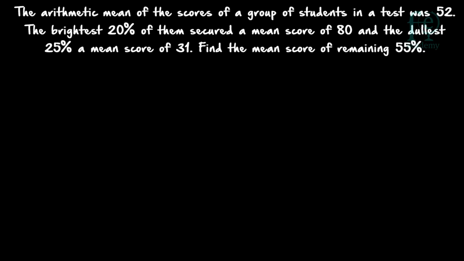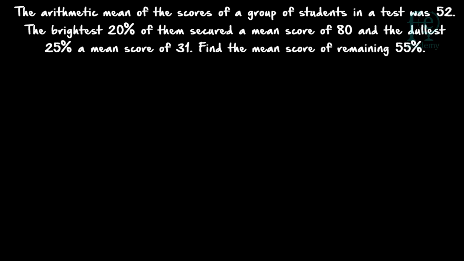So today's question is, the arithmetic mean of the scores of a group of students in a test was 52. The brightest 20% of them secured a mean score of 80 and the dullest 25% a mean score of 31. Find the mean score of the remaining 55%.